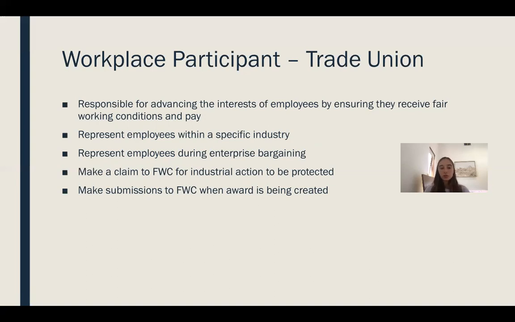The trade unions can also make a claim to the Fair Work Commission to have industrial action protected. What that means is that if employees need to go on strike, they can't be fired because they have not attended work and instead gone on strike.